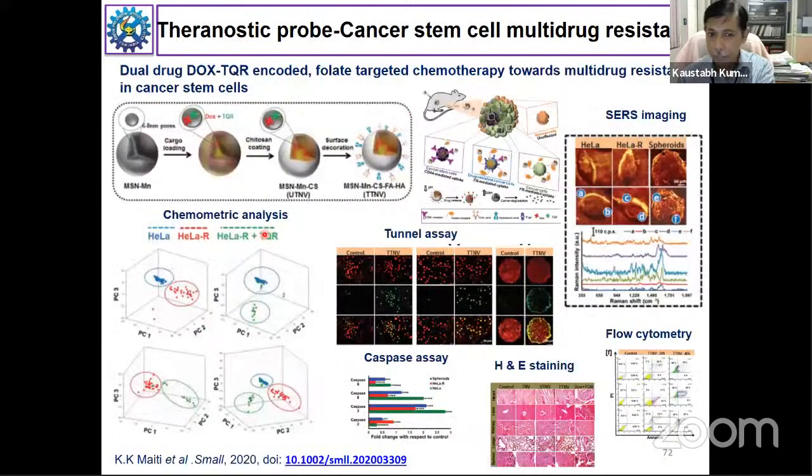And this is very recent work. We have utilized DOX and the drug efflux inhibitor Tariquidar. So both can be used in a single construct for complete eradication of the tumors. And that we have also recently developed and utilized in animal models. And these are very recent features published this year.